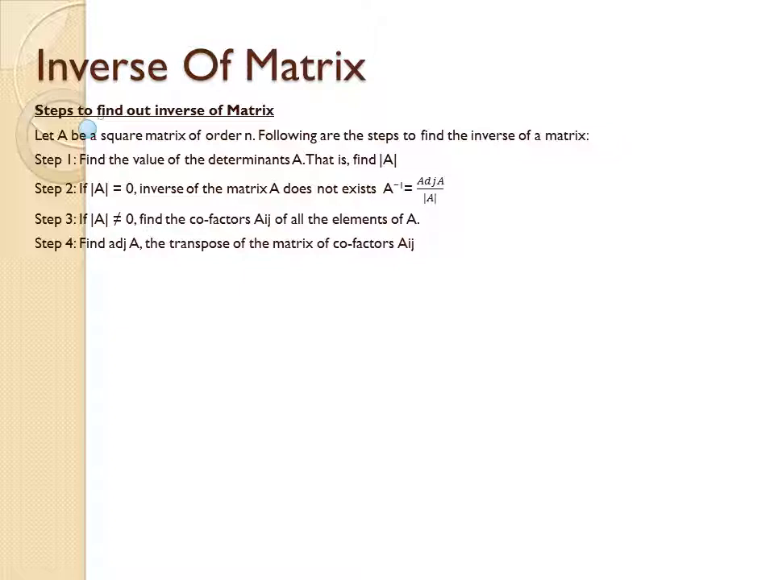Final step, step 4, from the cofactors I have to write the adjugate of A, that is the transpose of the matrix of cofactors Aij. Then, as adjugate of A I am getting, and det A I already have, adjugate of A divided by det A equals my A inverse, the inverse of the matrix. So these are the steps we need to follow to find the inverse of the matrix. Step 5 is simple, A inverse equals adjugate A divided by det A.